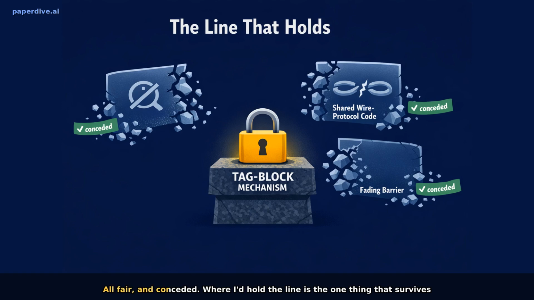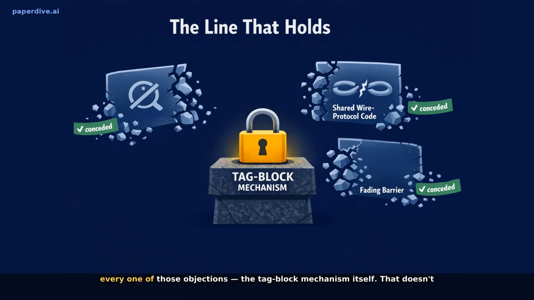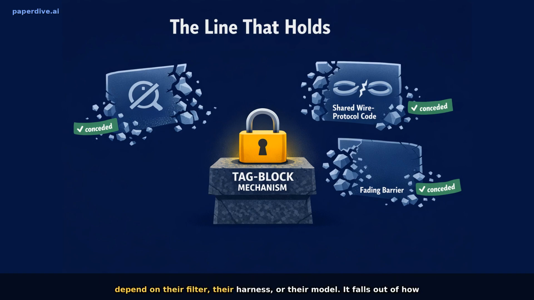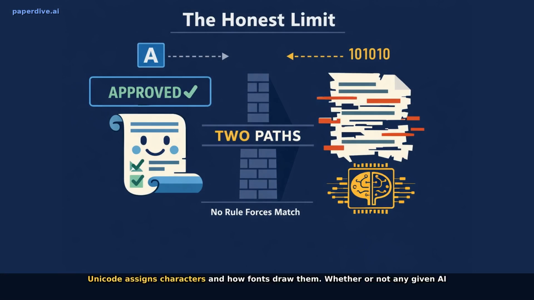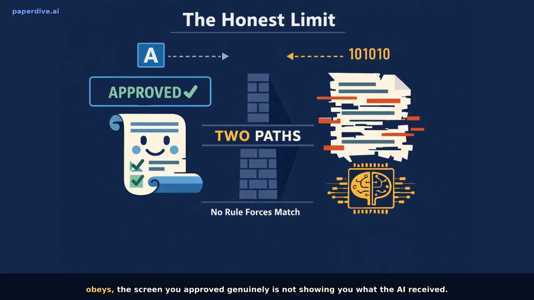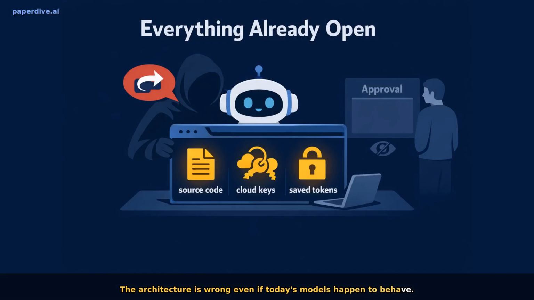All fair and conceded. Where I'd hold the line is the one thing that survives every one of those objections: the tag block mechanism itself. That doesn't depend on their filter, their harness, or their model. It falls out of how Unicode assigns characters and how fonts draw them. Whether or not any given AI obeys, the screen you approved genuinely is not showing you what the AI received. The architecture is wrong, even if today's models happen to behave.